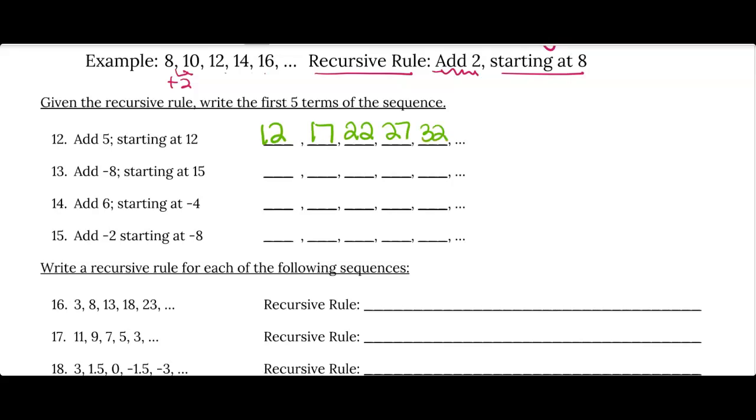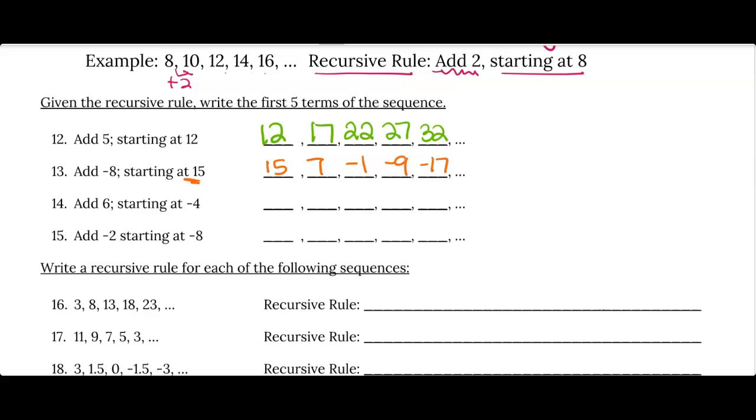In number 13, it says to add negative 8, starting at 15. So adding negative 8 is the same as subtracting 8. So we're going to start at our starting term of 15 in the first blank. Then we're going to minus 8 each time. So we're going to go 15 minus 8 is 7. 7 minus 8 is negative 1. Negative 1 minus 8 is negative 9. And negative 9 minus 8 is negative 17.